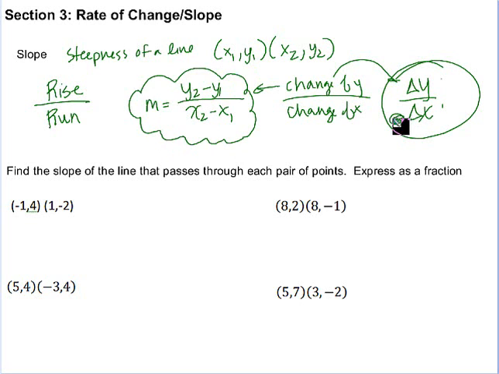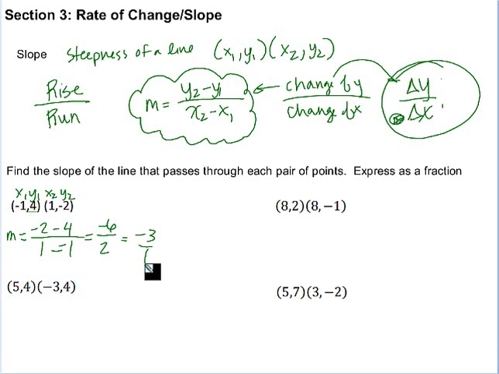So we want to find the slope of the line that passes through each pair of points expressed as a fraction. Doesn't matter which one you view as x1, y1, and x2, y2, you just have to make sure you do the right one. Some of you will find the need to label. Once again, most of you probably won't. Slope is equal to y2 is negative 2 minus y1 is 4 over x2 is 1 minus x1 is negative 1. Negative 2 minus 4 is negative 6. 1 minus negative 1 is 2. Negative 6 over 2 is negative 3 over 1.